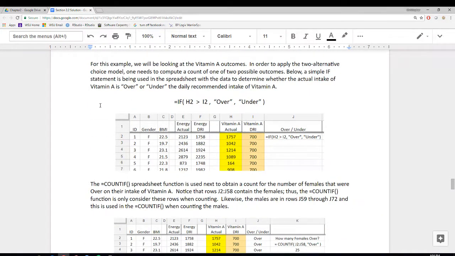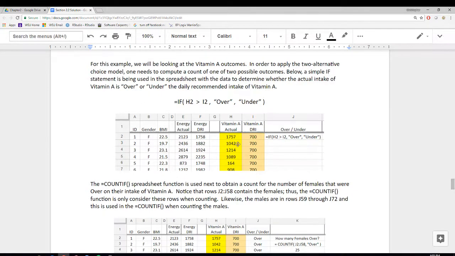Now, in order to utilize the two alternative choice models that we've been working with, we need to compute a count of one of the two possible outcomes. And what we're going to do here is just determine whether or not an individual was above or over their daily recommended intake of vitamin A, or was an individual under their daily recommended intake for vitamin A? So the two outcomes here are going to be either over or under their daily recommended intake.